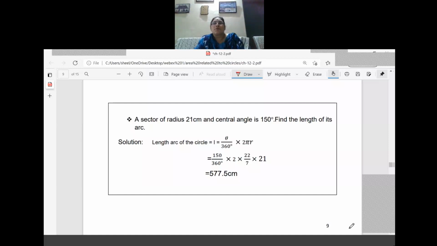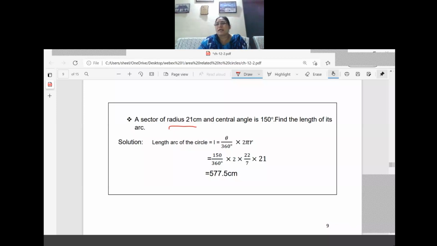A sector of radius 21 centimeter and a central angle of 150 degree. Find the length of its arc. Direct question only. So we will see first what is given in the question. Radius equals 21 centimeter, so r is given, right?